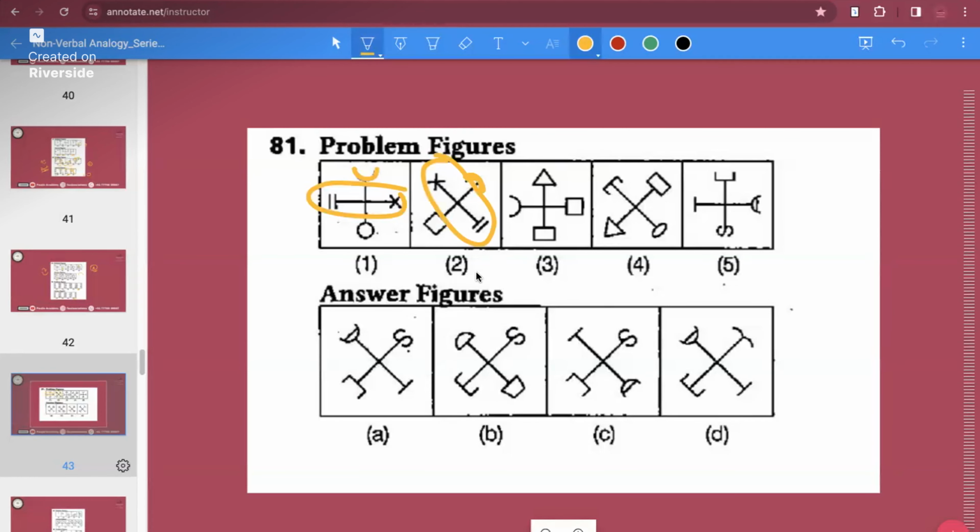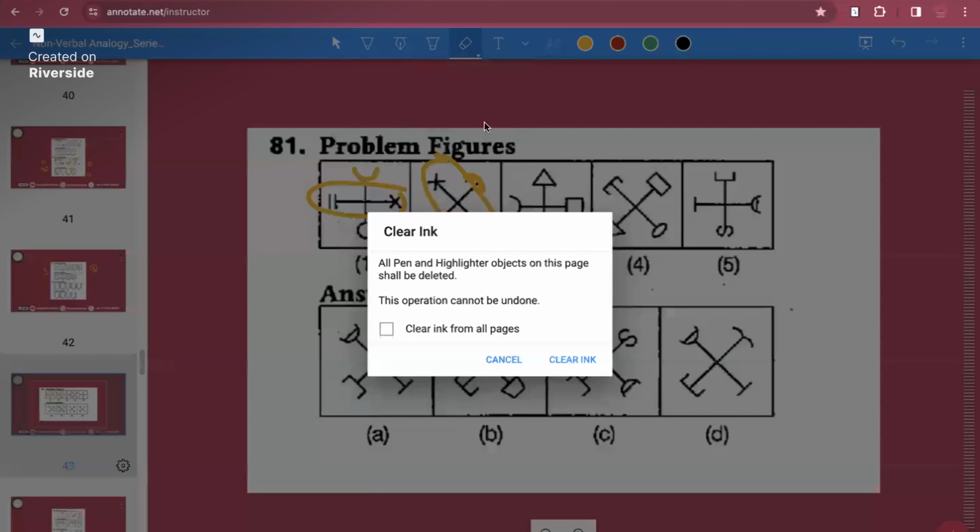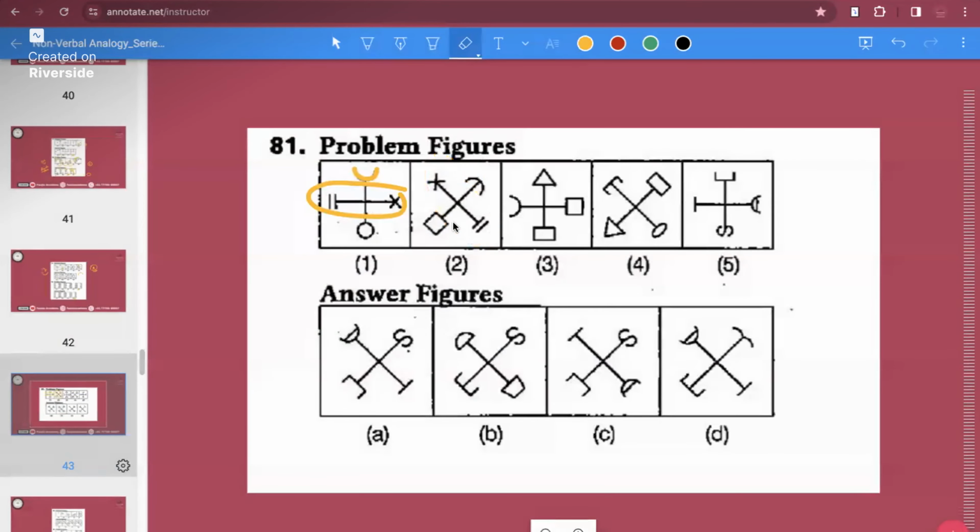And from 2 to 3, which of these are remaining constant? None of them are remaining constant. This one gone. Only this and this are there. Okay. This and this are there, but this thing has reversed. In this one, these two are still there, but these two have gone.